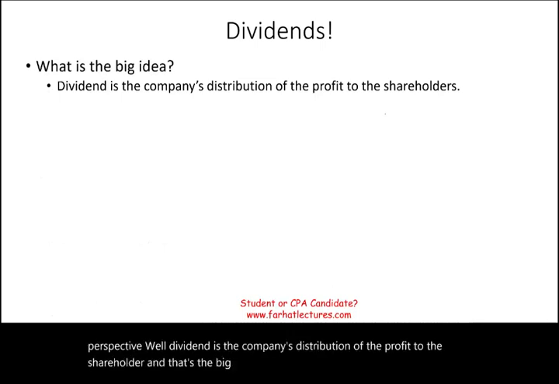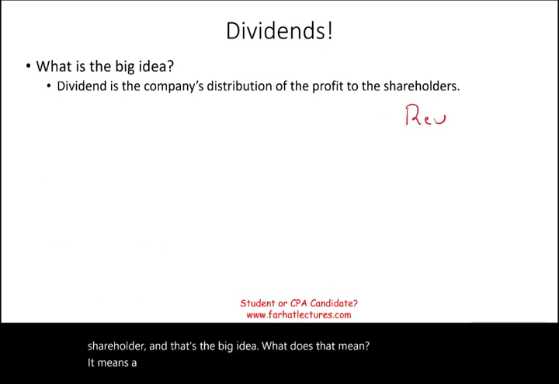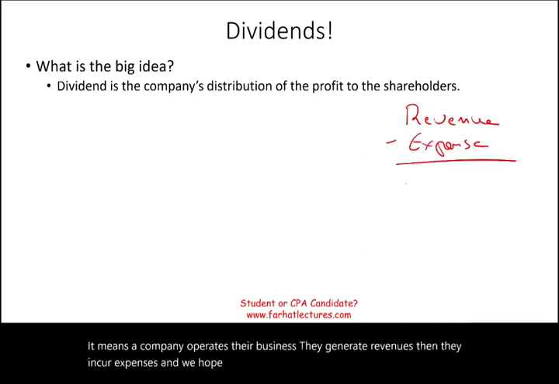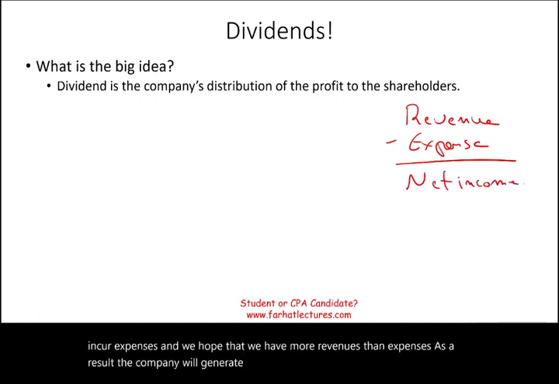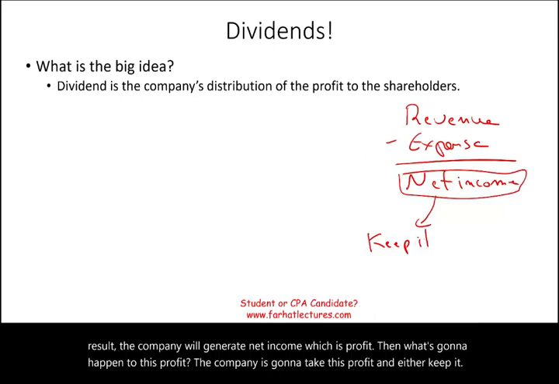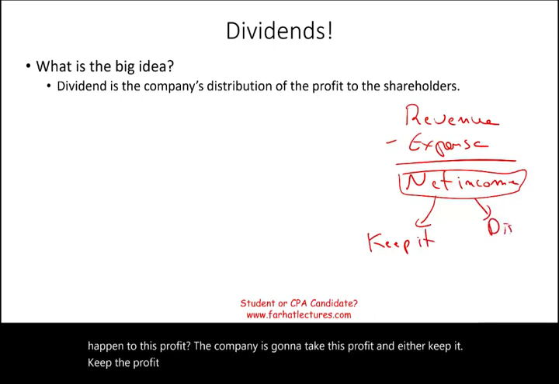What does that mean? It means a company operates their business, they generate revenues, then they incur expenses. And we hope that we have more revenues than expenses. As a result, the company will generate net income, which is profit. Then what's going to happen to this profit? The company is going to take this profit and either keep the profit, or distribute the profit.